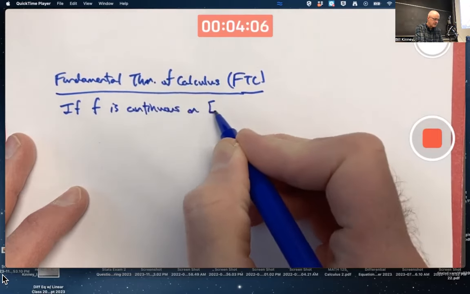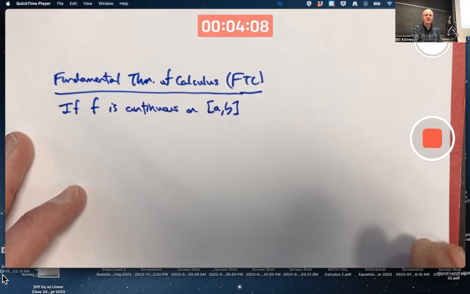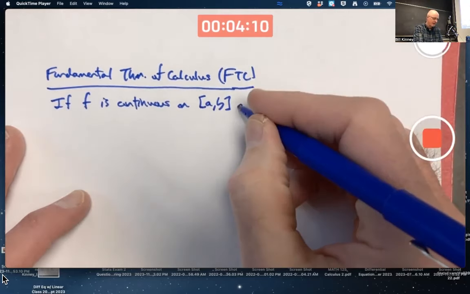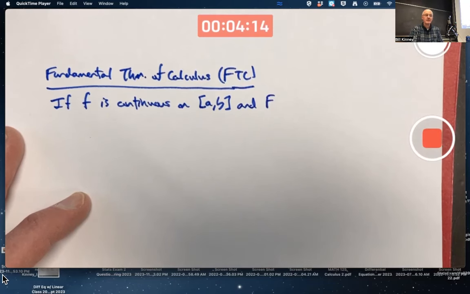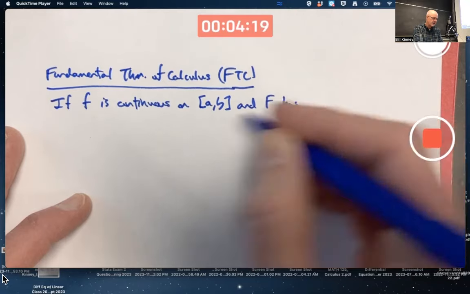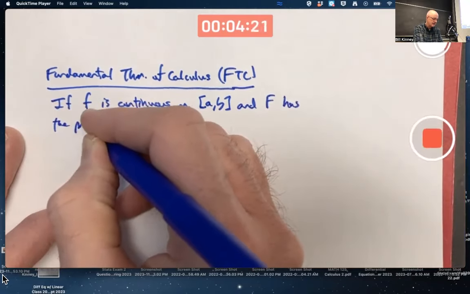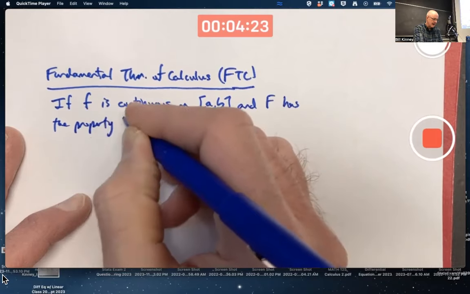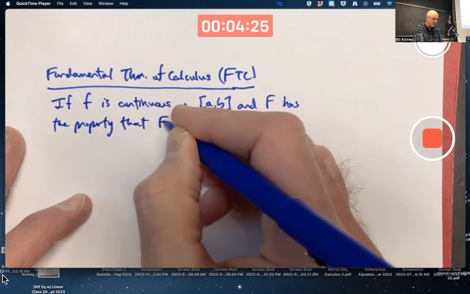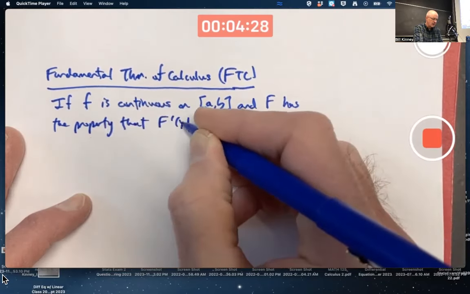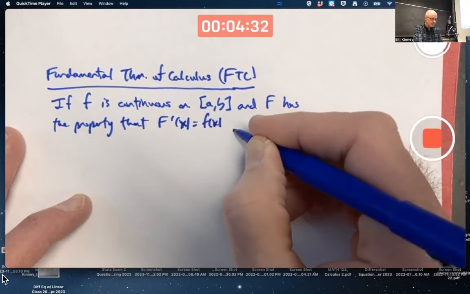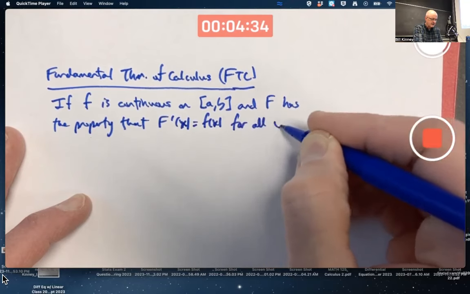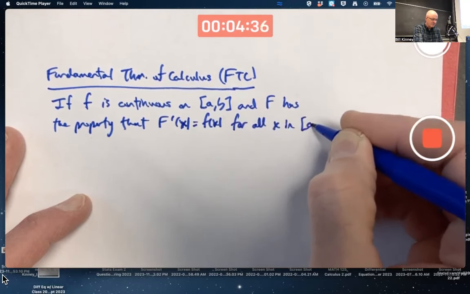on a closed interval from a to b, so that we have interval notation, and capital F is an antiderivative of little f, capital F has the property that its derivative, capital F prime of x, always equals little f of x for all x in the interval.